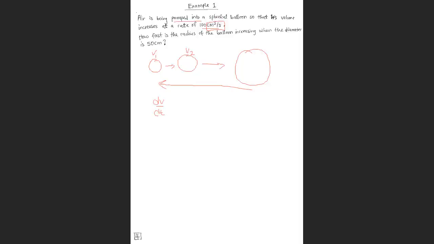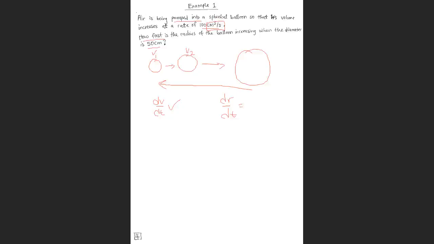Now I ask you, how fast is the radius of the balloon increasing? The words "how fast" mean: what is the rate at which the radius of the balloon is increasing when the diameter is 50 centimeters? So you must not only look for the keyword "rate"; once you see phrases like how fast or how quick, you know I'm still asking you for a rate. So in this case, what am I asking you for? This is dV/dt, and I'm asking you for dr/dt, the rate at which the radius is increasing.